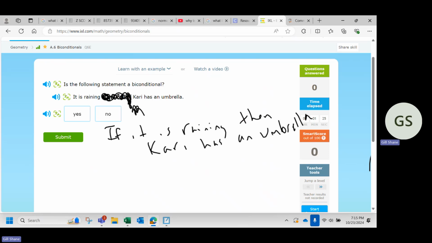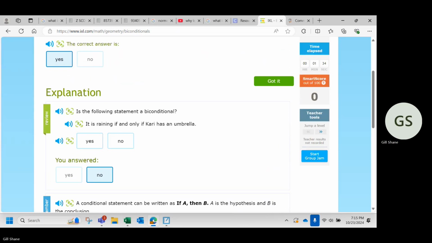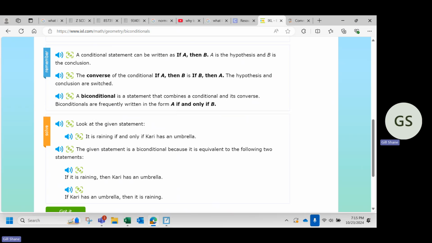So we'll see what they say. So again, I would say no. I'll bet they probably say yes, but yeah, they're saying yes. See, I don't agree with what they did on a lot of these. So you'll see they wrote the same statements though, down here. If it is raining, then Kari has an umbrella. If Kari has an umbrella, then it is raining. They wrote the same two statements. We are just disagreeing on how they interpret that second statement.